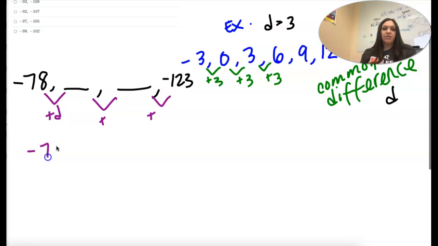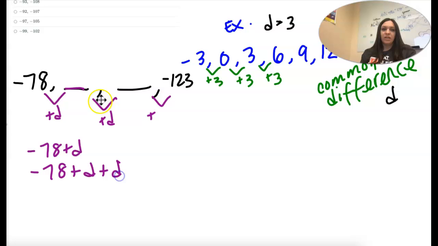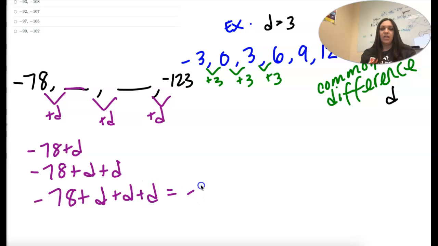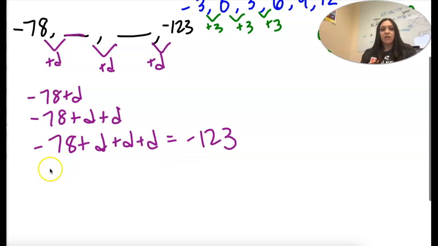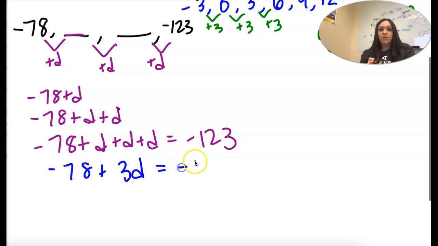I'm going to take -78 plus D to get this number. And then I'm going to go again, -78 plus D plus D, and again, to get -123. So now I have an equation. Let's set it up: -78 plus 3D equals -123.